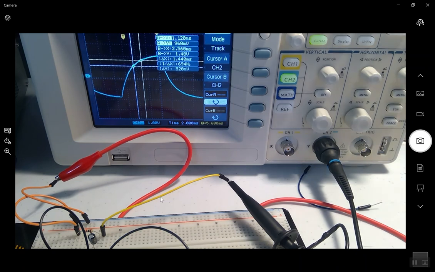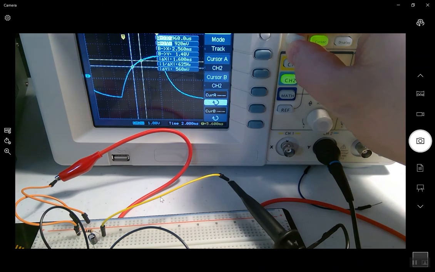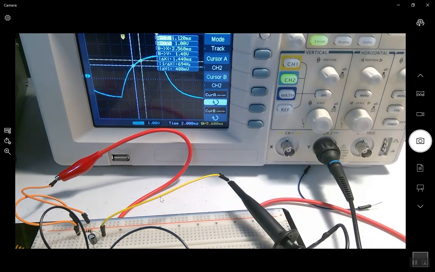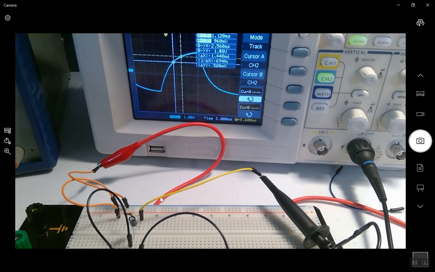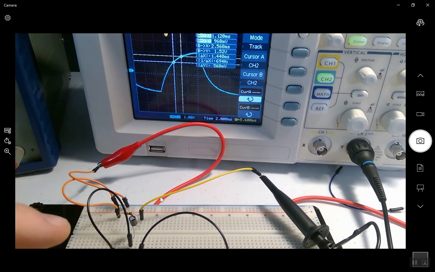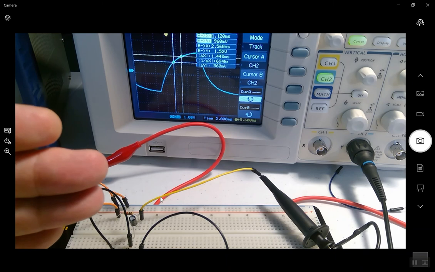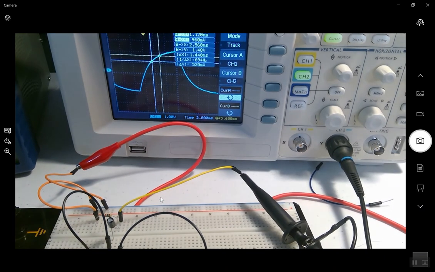But a main issue here is notice how coarse it is. When I say coarse, I'm jumping 0.04 millivolts every time I move my cursor, so I can't fine tune it to the voltages that I need. The other thing is that there are actually stray capacitances in this breadboard that can affect time constant measurements like this. So there are a lot of other things that can affect our measurements here.